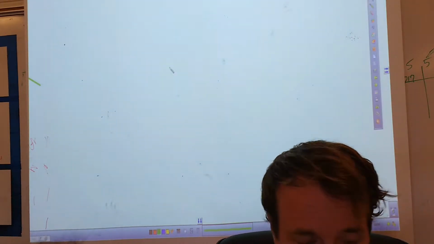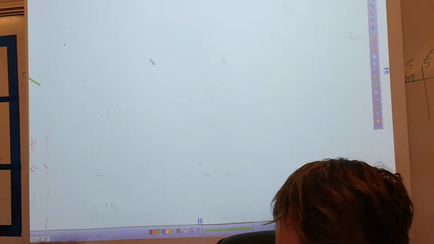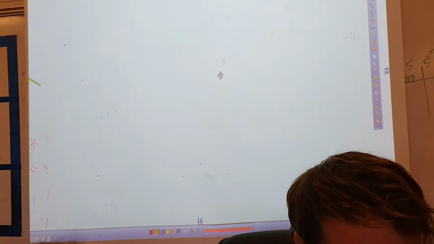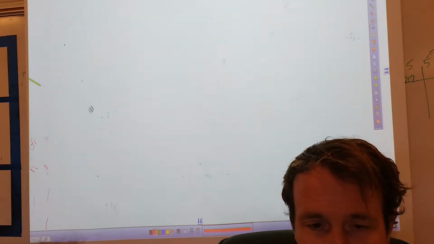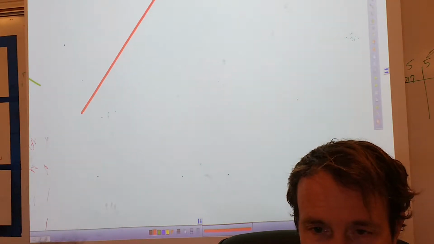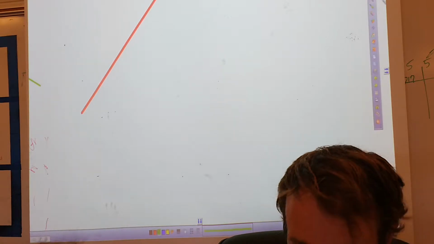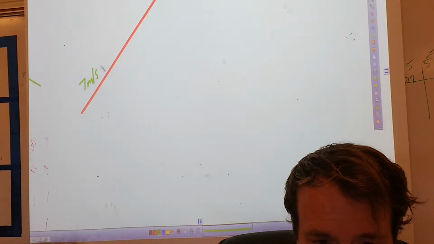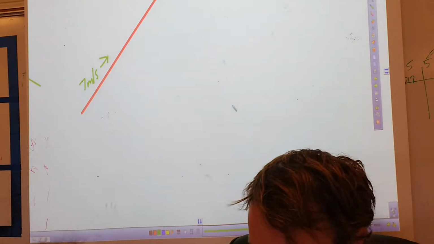The problem I'm going to do first is we're going to pretend that we have a marble, and this marble is shot at 37 degrees. Okay, so it's going to be pretty steep, and it's shot at an initial velocity of 7 meters per second. That's what it's doing when it comes out of the marble shooter, okay?